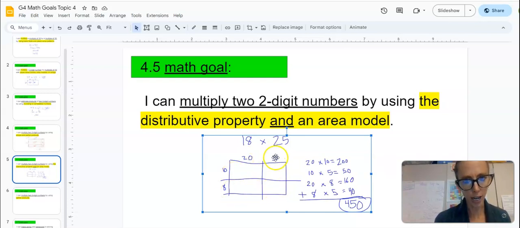And I'm going to take the 5 and distribute it through to the 10 and the 8 also. So you can see that happening in the problem. I'm taking the 5 and distributing it to the 8 and the 10, and I'm taking the 20 and distributing it to the 8 and the 10. So to get all those partial products.